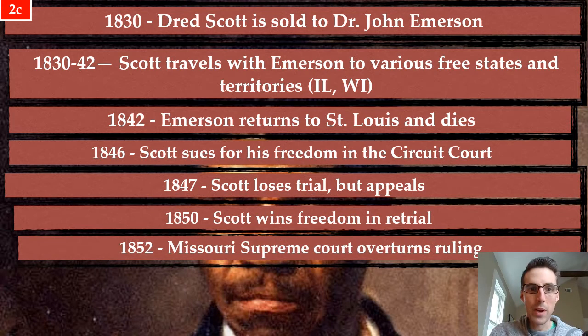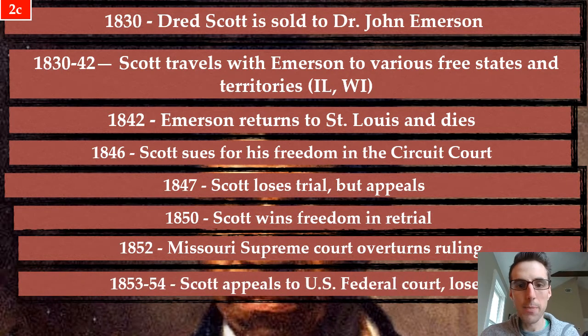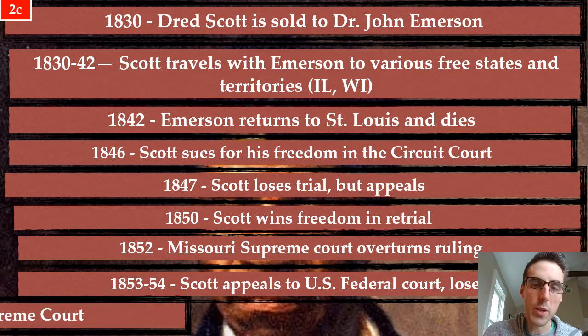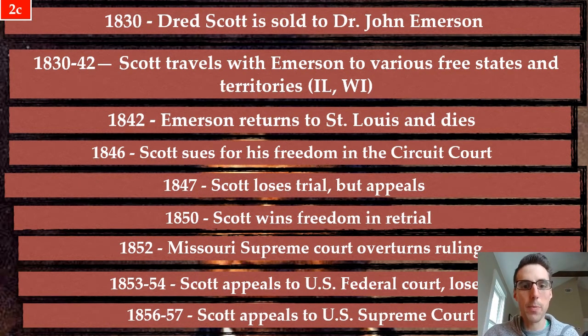So what happens? His owner, Emerson's wife, goes to appeals, goes to the Missouri Supreme Court. They overturn the ruling. He is found to be still in bondage. He appeals to the U.S. federal court. He loses. And finally, the last place, the highest court of the land, is the U.S. Supreme Court. And that's where he appeals. His case appears before Chief Justice Roger B. Taney, 1857. The last chance. Remember, the highest court in the land.